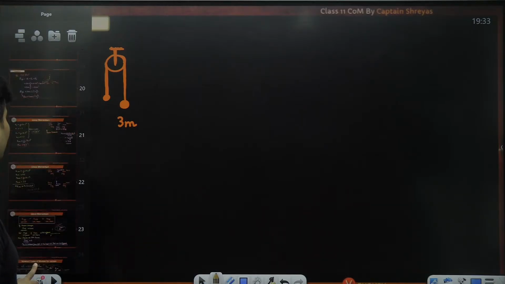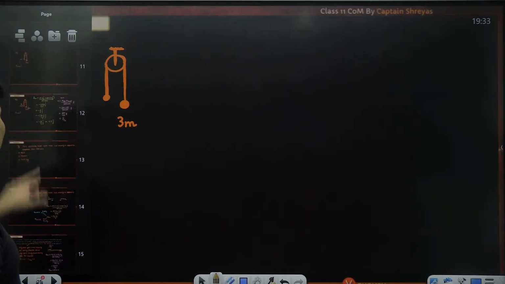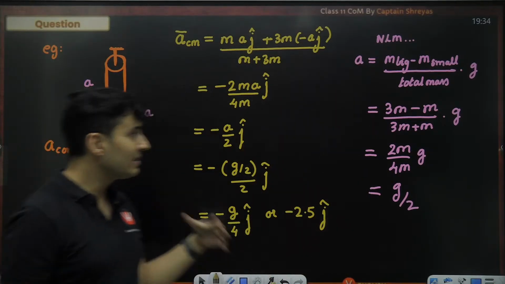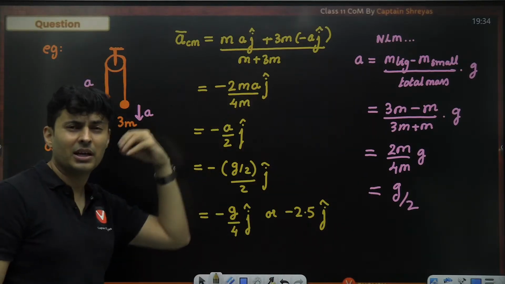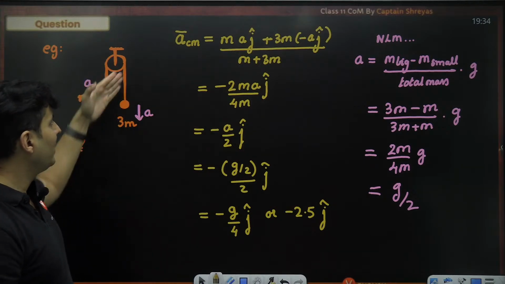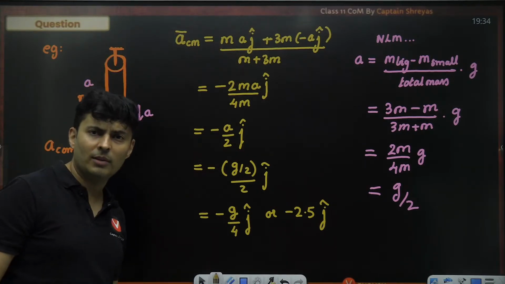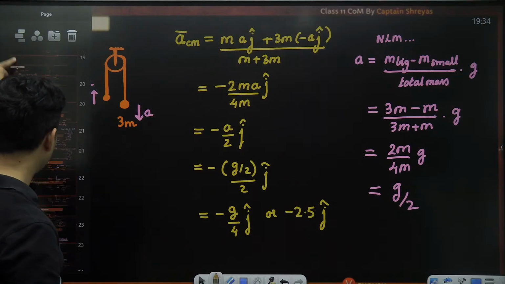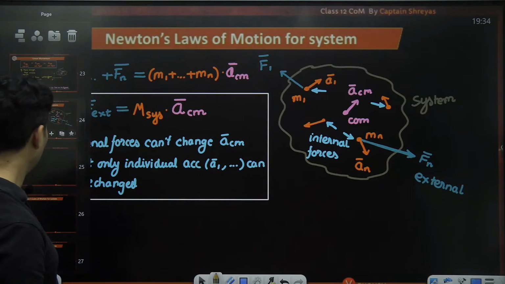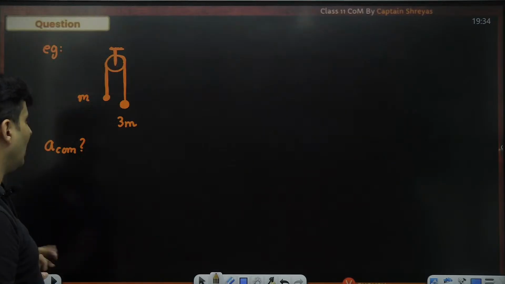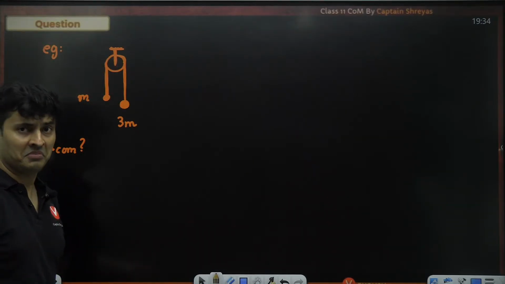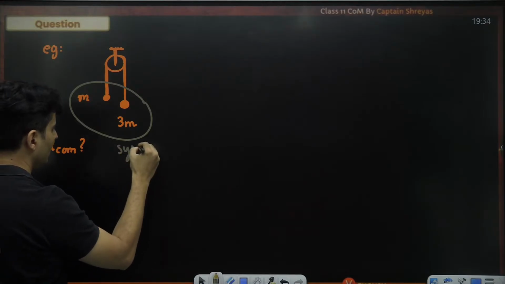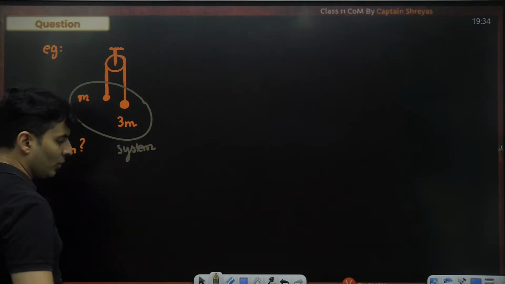In the previous method, we figured out individual accelerations through Newton's laws separately, with FBD drawing and all that. Then we applied the M1A1 plus M2A2 formula divided by M1 plus M2. Now I will try to find the center of mass's acceleration through this particular formula. How exactly? We need a system. So for me, this is my system.